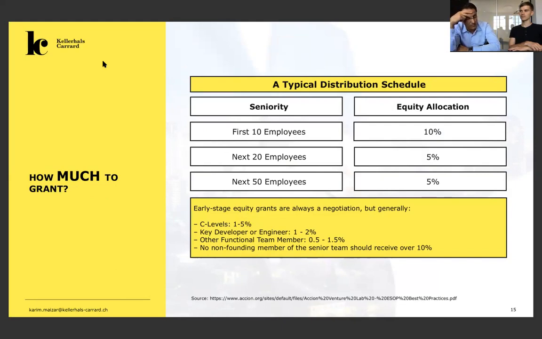How big should the pool be? And how much should I grant to individual people? Now, it goes without saying, this is, of course, very different from startup to startup. There is no such thing as a general benchmark that you can use. However, if you look at it from an investor's perspective, investors would typically expect to see 10 to 20% across the board reserved for employees.